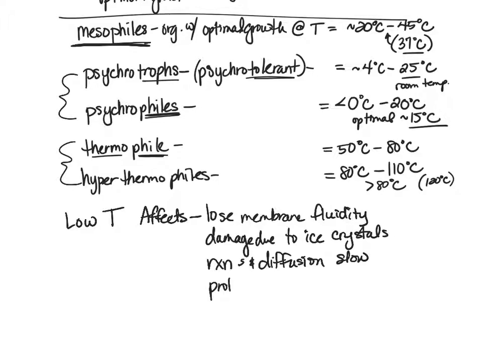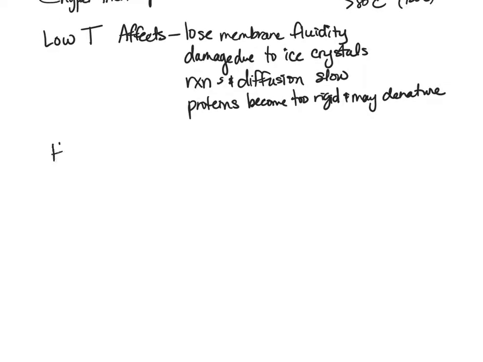Then also our proteins, which remember are very important because the majority are enzymes, will become too rigid. They'll become too rigid to actually do their function. So again, slowing down the enzymes, slowing down the proteins, they become too rigid to even be enzymes anymore, and they can also denature. They may fall apart just because they're not moving, they just slow down and they stop working.